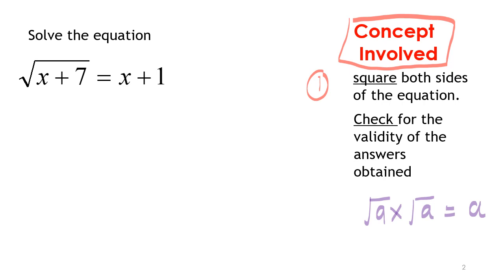Right, but when you square both sides of the equation, sometimes you will get extra answers which may not be valid. That's why after getting the answers, you will need to substitute the values of x into the original equation to see if the values you got satisfy the equation. So the second step will be to check for the validity of the answers obtained. Alright, so let's do the first step.